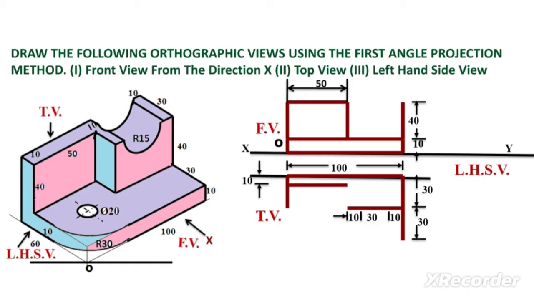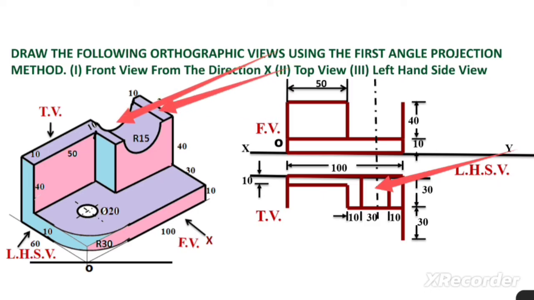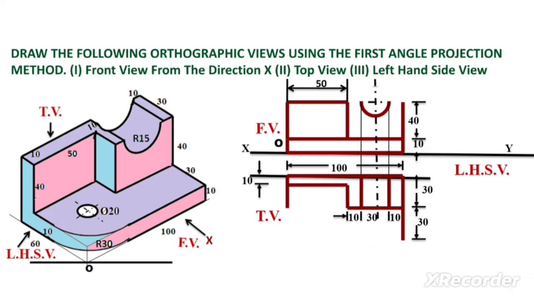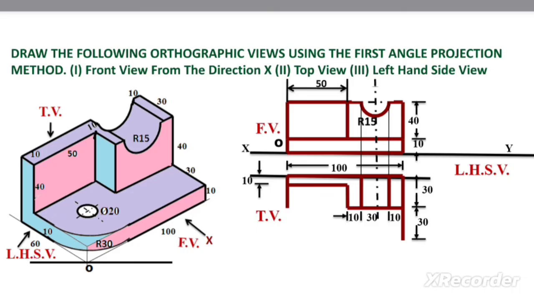Now we can draw these two lines. In this way we can complete this portion of the top view. These two lines we have drawn here in the top view. Here we have drawn this line, a 50 mm long line we can draw here. Now we take projection and draw this line. The same, a half circle we have drawn, considering radius 15. So this portion we have completed here.